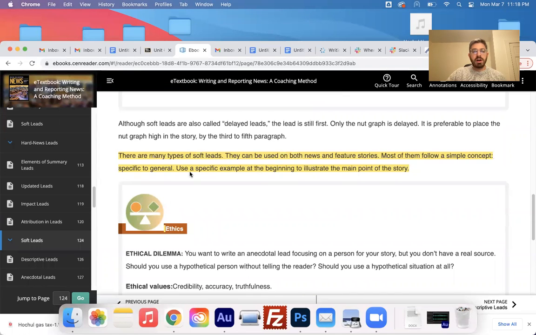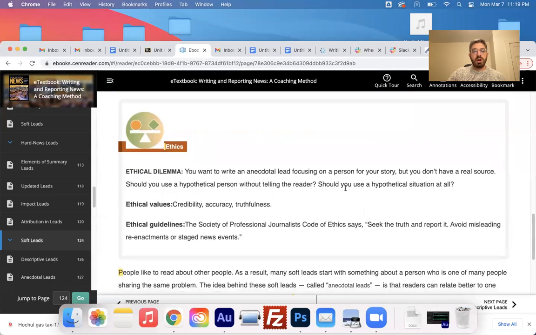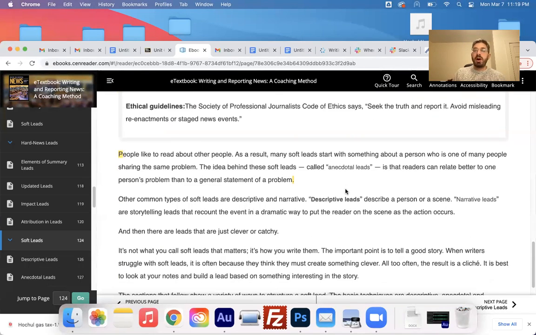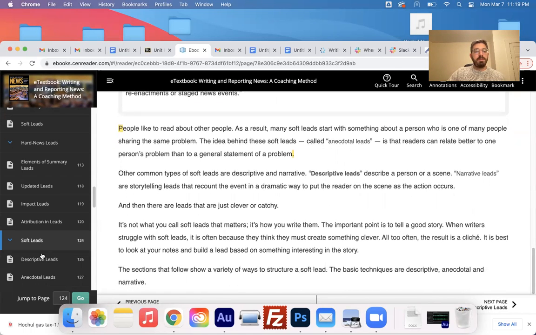Okay, soft leads. There are many different types of examples. They can be used on both news and feature stories. Most of them follow a simple concept: specific to general. Use a specific example at the beginning to illustrate the main point of the story. People like to read about other people. As a result, many soft leads start with something about a person who is one of many people sharing the same problem. The idea behind these soft leads, called anecdotal leads, is that readers can relate better to one person's problem than to a general statement of a problem.